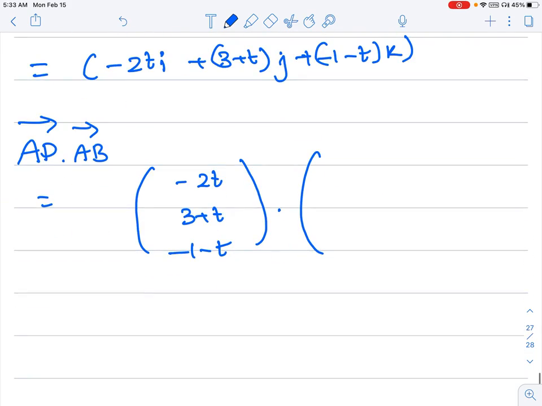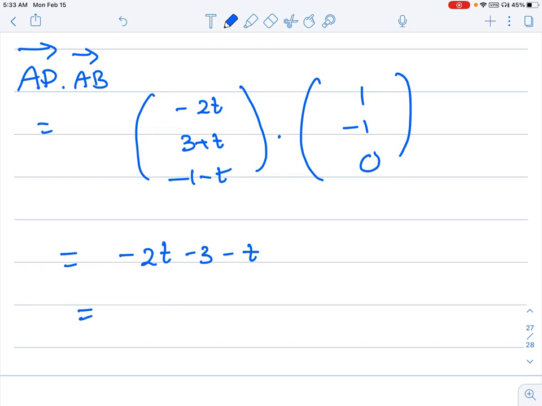i minus j. So 1 minus 1, k is 0. So AP dot AB will be minus 2t minus 3 minus t. So it will become minus 3 minus 3t. So same answer, minus 3 minus 3t.